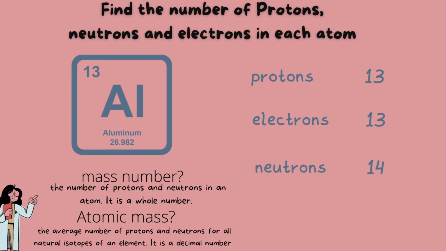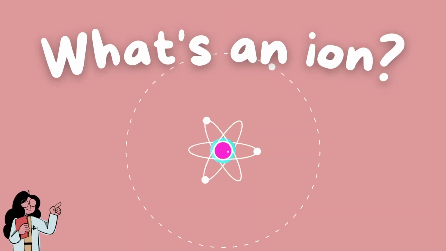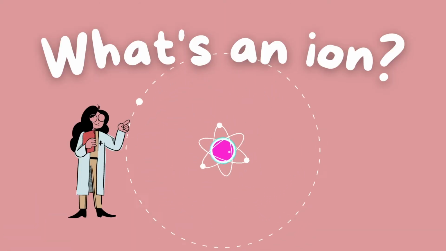It's a decimal number and it's the average of the protons and neutrons in the isotopes. So the atomic mass is 26.982 and that is given on the periodic table. And the mass number is just rounded up to 27. So we've gone over neutral atoms. Now let's go over ions.